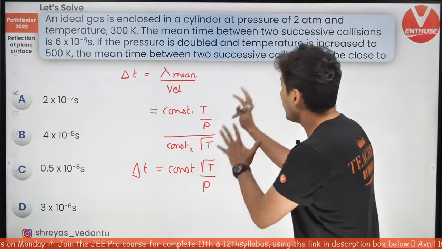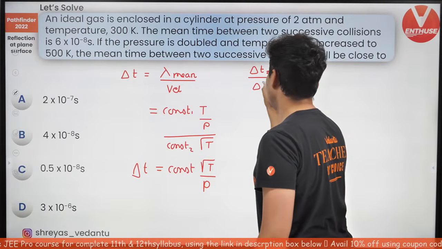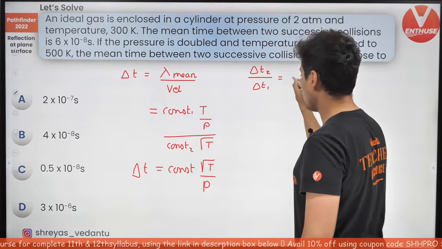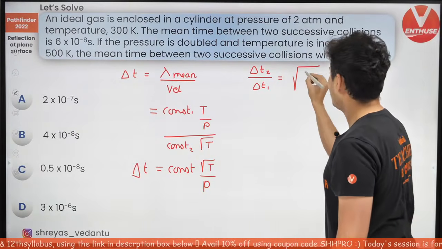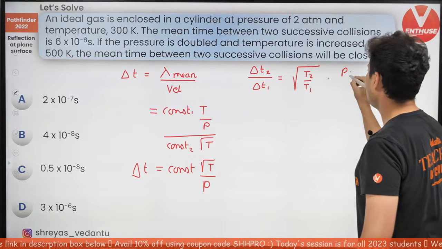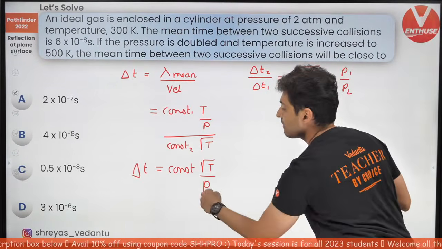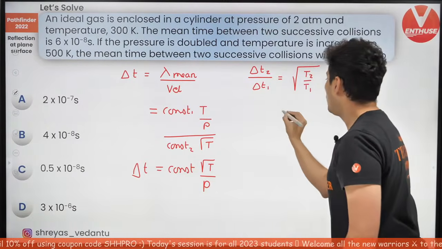Now observe this. Delta T2 divided by delta T1 will be equal to root of T2 by T1, and you will have P1 by P2, because it is inversely proportional to pressure and directly proportional to root of temperature, T2 by T1.